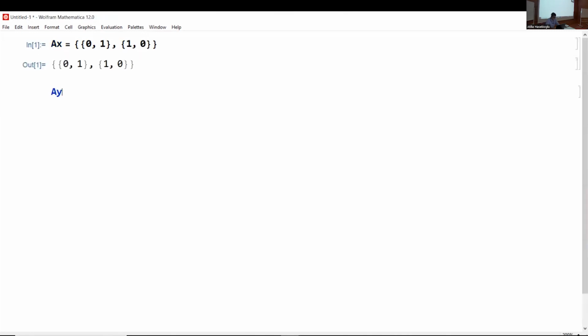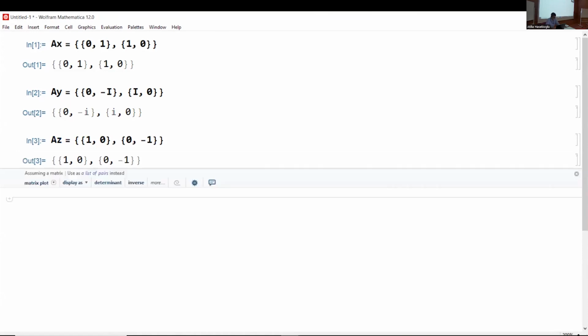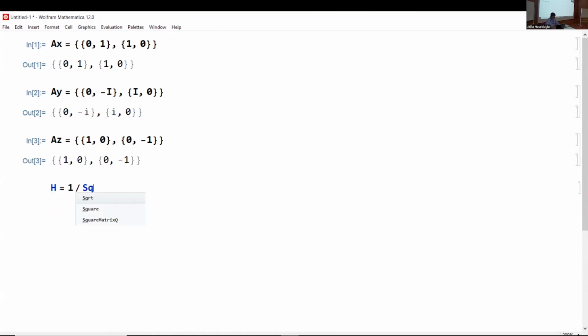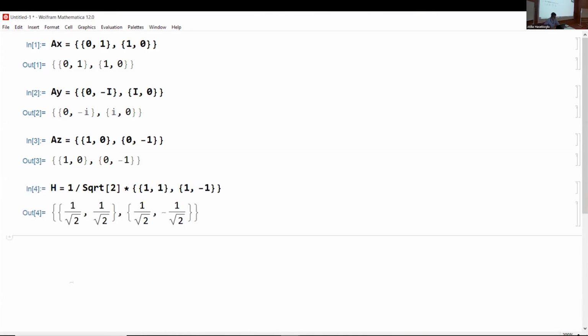Likewise, I have my Y operator: 0, minus iota, iota, 0, and my Z operator is a diagonal matrix 1, 0, 0, minus 1. I define the Hadamard gate H as 1 over square root 2 times the matrix. This one, I think you get a big idea.